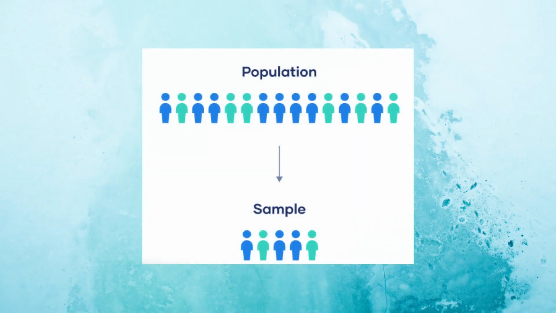So first, you need to understand the difference between a population and a sample, and identify the target population of your research. The population is the entire group that you want to draw conclusions about. The sample is the specific group of individuals that you will collect data from. The population can be defined in terms of geographical location, age, income, and many other characteristics.